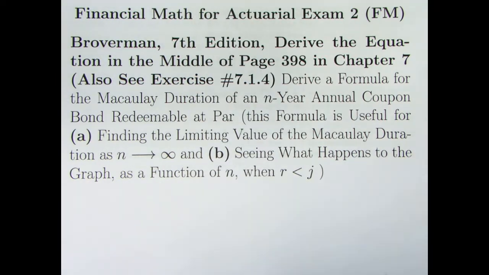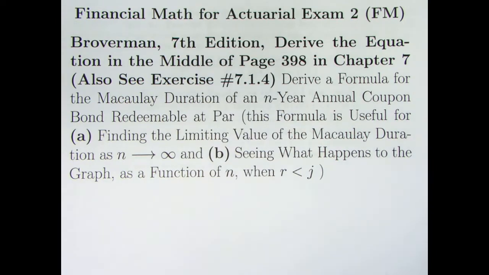Okay, so I'm describing the problem this way. It's from Broverman, the 7th edition. We're deriving the equation that's in the middle of page 398 in chapter 7 of that book. A similar kind of problem is exercise 7.1.4. We're doing annual coupons to keep things simple here. In that exercise, they talk about semi-annual coupons. We're going to derive a formula for the Macaulay duration of an n-year annual coupon bond redeemable at par.